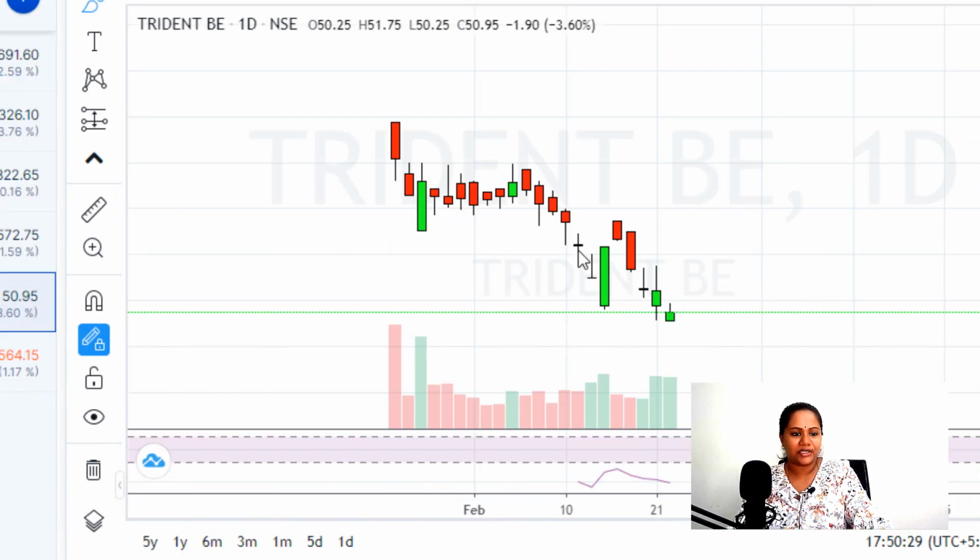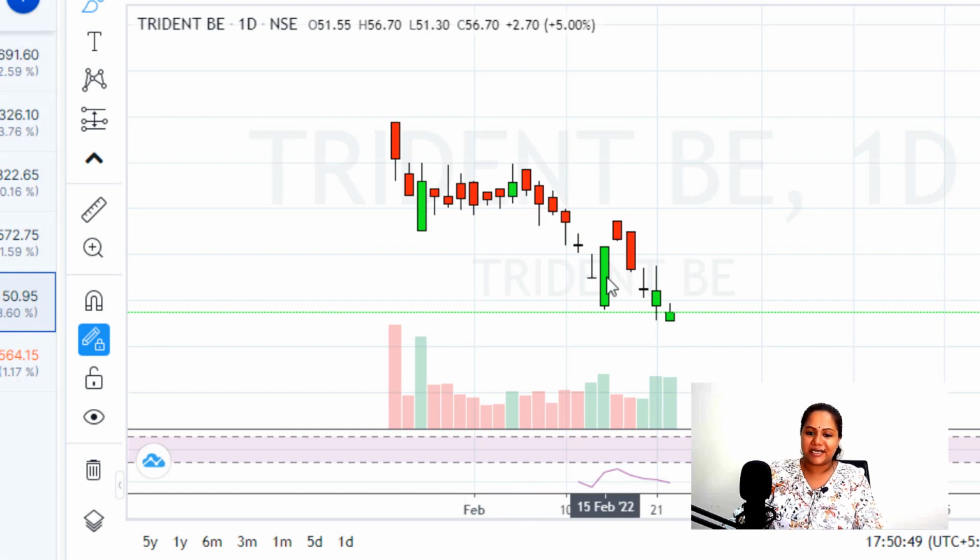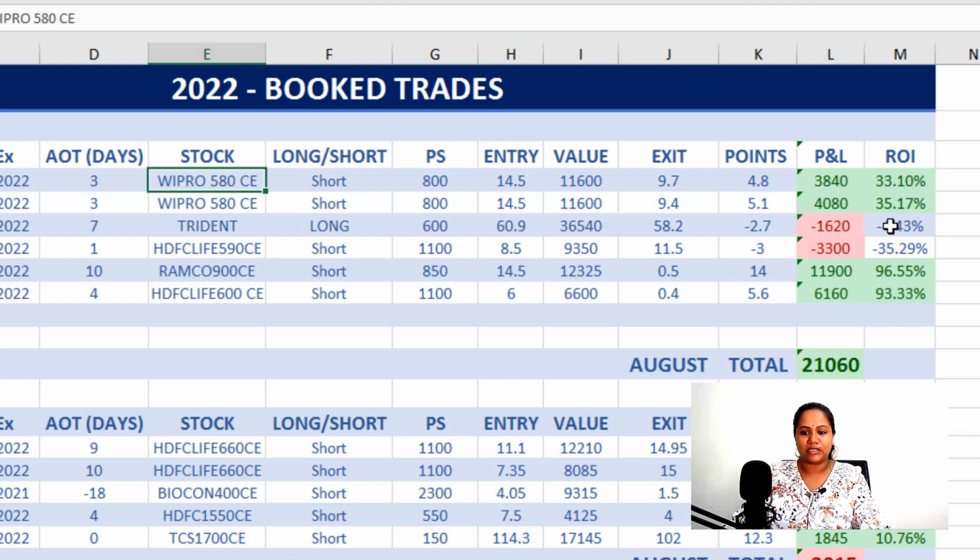The next trade I took was a long position in Trident. I entered Trident on 3rd of February, somewhere over here. My expectation was that it would go higher. It did not, it instead came down. So I exited, making a loss of about 1,620 rupees. I held on to this trade for about 7 days, for 1 week, but then it did not work out, so I just exited it.